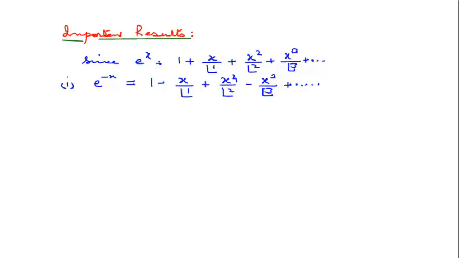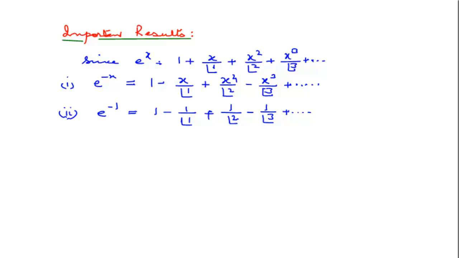Now if I put x as 1, then this first result which we have obtained will become e to the power minus 1 is equal to 1 minus 1 upon factorial 1 plus 1 upon factorial 2 minus 1 upon factorial 3. X is replaced by 1. So if I write x as 1 in this result, I obtain this result.